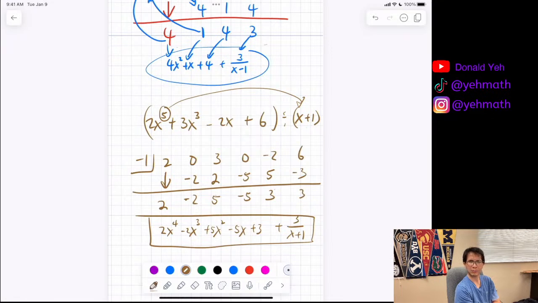I have 2 more minutes. I was going to talk about the remainder theorem, but I don't think I have time.